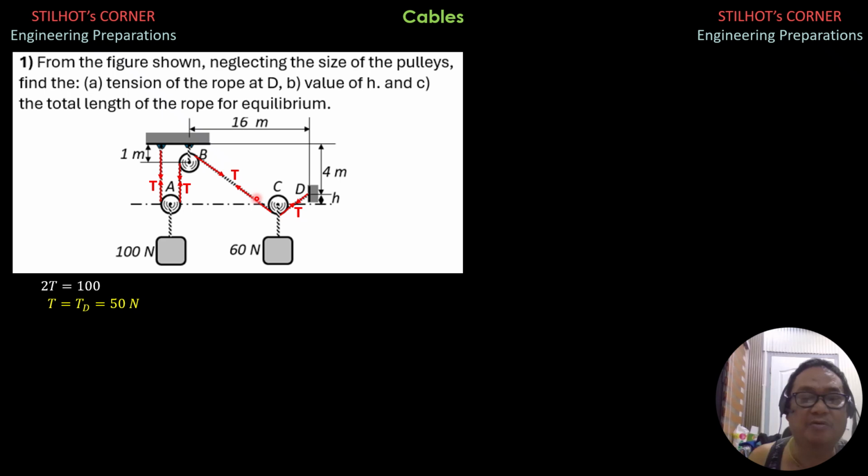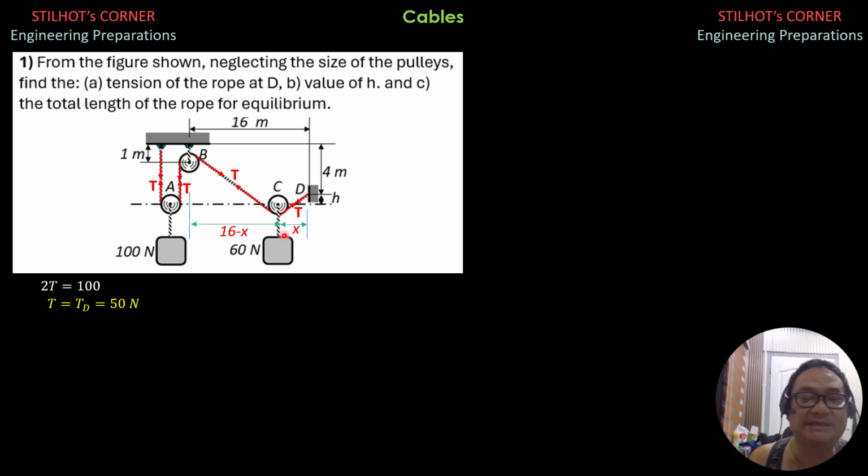The slope of the cable should also be the same. Summation of forces in x equals 0, so the horizontal component of the tension at the right must be equal to the horizontal component of tension at the left. So that means the angle of inclination of the rope at the left and at the right side of pulley C is the same. And take note that the size of the pulley is negligible. That's why we just imagine that it's a point.